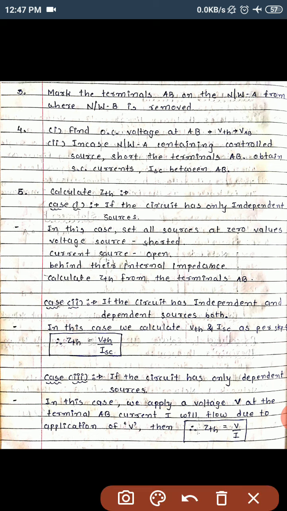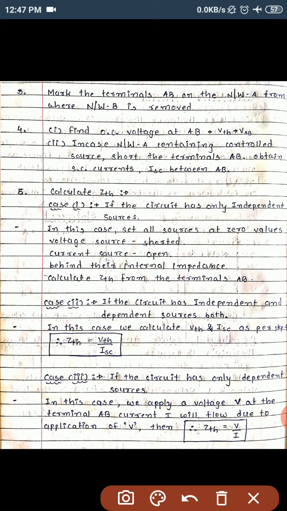Now case number 3, if the circuit has only dependent sources. In this case, we apply a voltage V externally at the terminals AB. The current I will flow because we applied the voltage. Due to the application of V, we can calculate the value of ZTH. Whatever value of ZTH we get, that is V upon I as per Ohm's law.